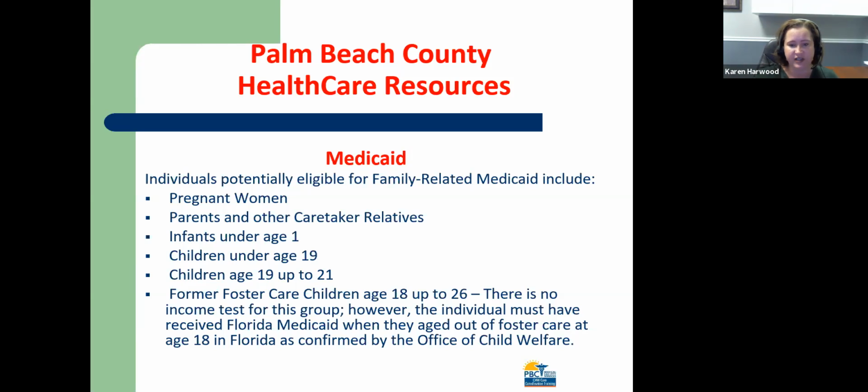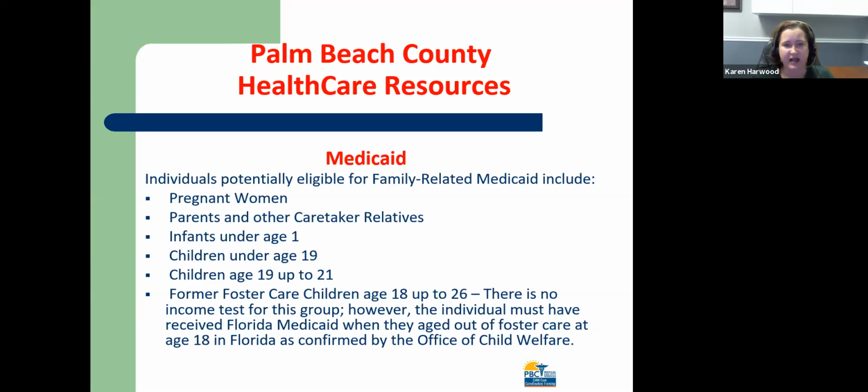Individuals potentially eligible for family-related Medicaid include pregnant women, parents, and other caretaker relatives, infants under age 1, children under age 19, and children 19 to 21. One thing that is important to know is that when somebody turns 18, they will get a letter saying their Medicaid is ending. So people don't realize that they can reapply for up to 21. A lot of times people are like, oh, I just got this thing, I don't have Medicaid anymore. It's basically the eligibility requirements, I think, change a little bit, which is why they require you to reapply.